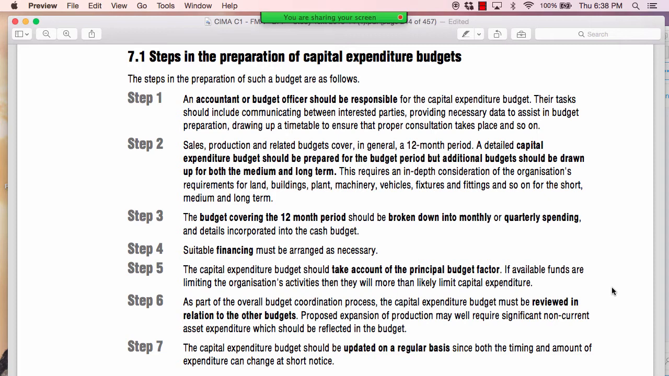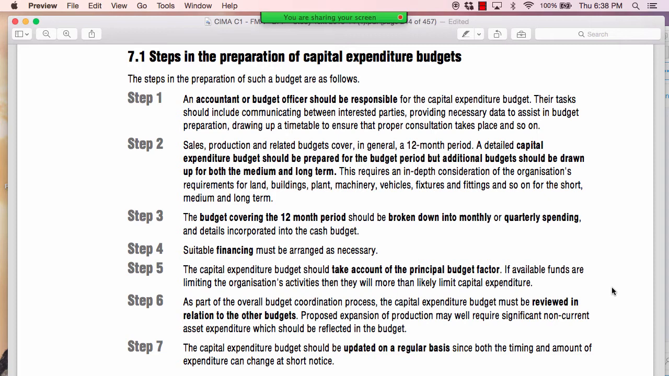So you can see there has to be somebody responsible for it, right? It should be prepared for the budget period, but additional budget should be drawn up for both medium and long term. So we are looking at, okay, do I want it medium term or long term? Maybe it is medium term. I want it in the next year or so, right? And then we look at how we're going to finance it, right?